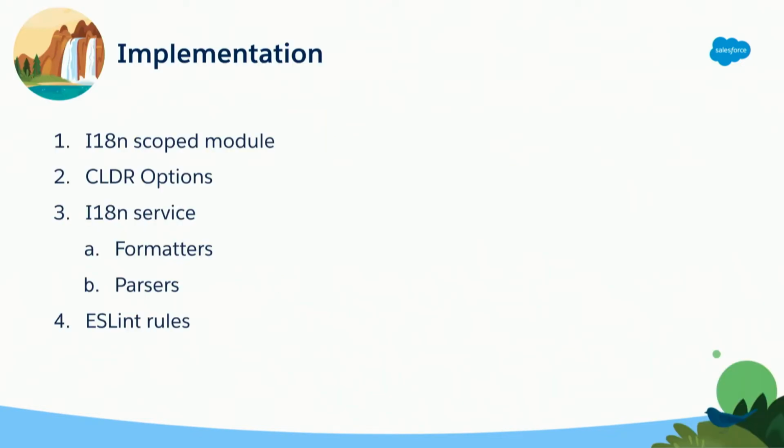For the implementation, I will talk about the scope module first. We'll go through the CLDR options module, then i18n-Service, which offers the parsing and formatting. And I will talk a bit about the ESLint rules.